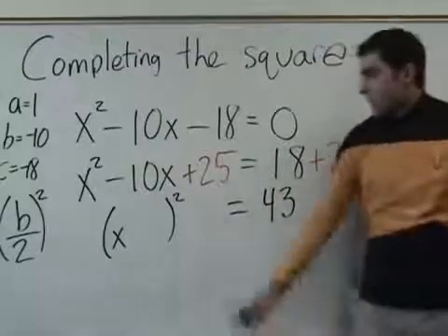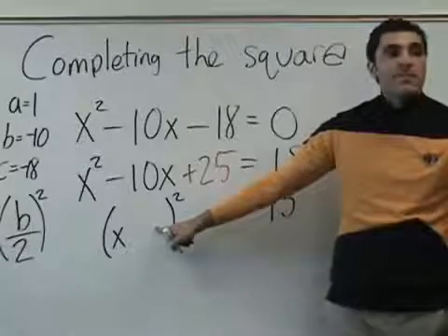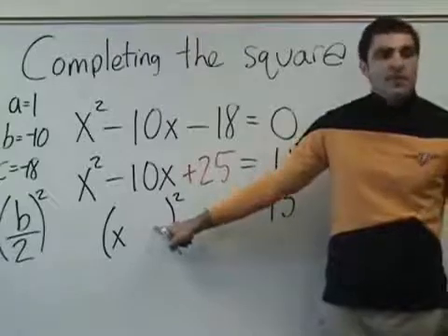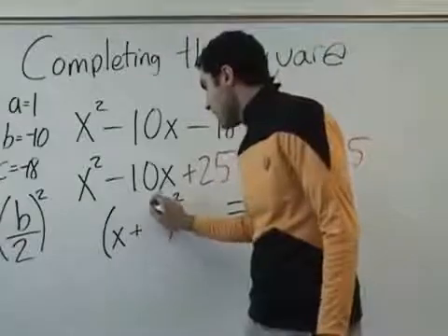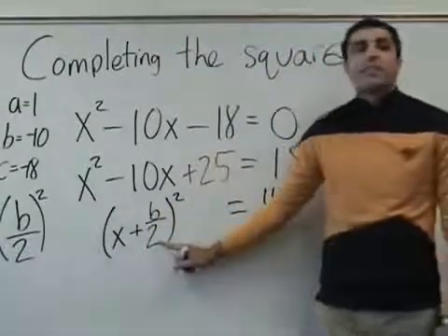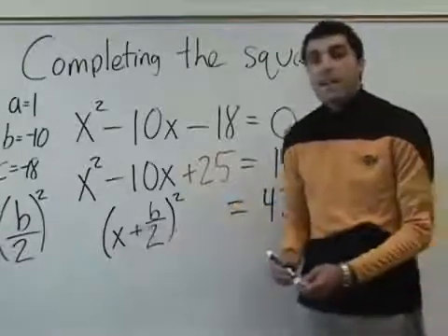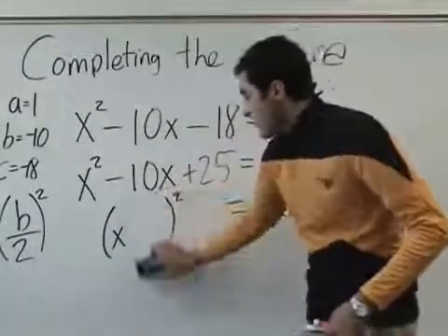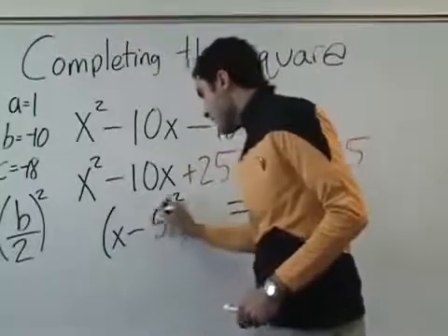Okay, 43. Now, this number here is always, what do you guess? Is it going to be the half of B? Yes, it's B over 2. So right there it's negative 5. This number here will always be B over 2. Always, this number. So what is B over 2? Negative 5. So this becomes x minus 5. Here it comes. We're going to prove this now. Don't worry.